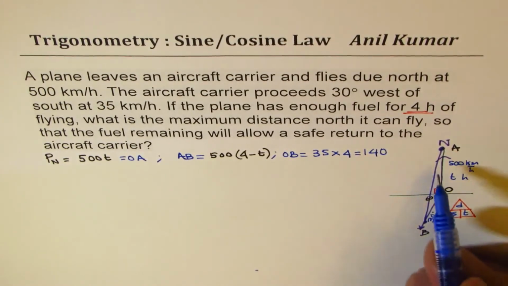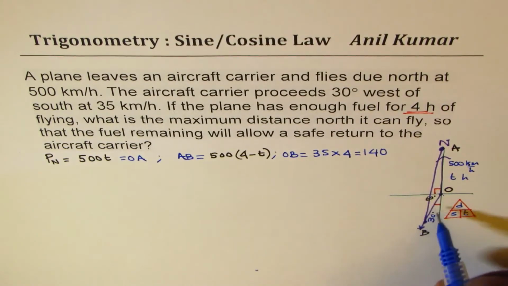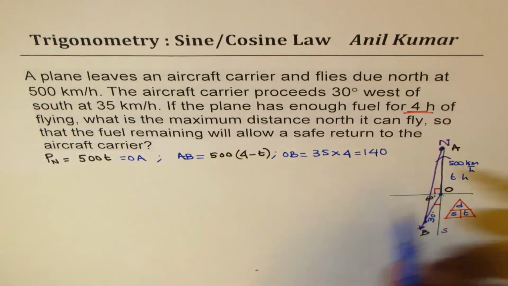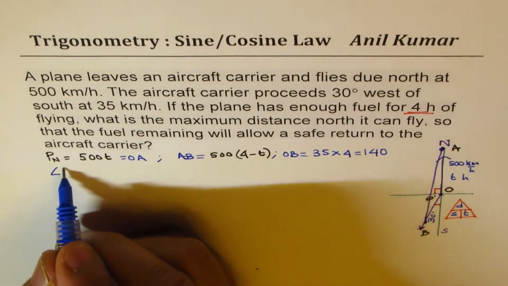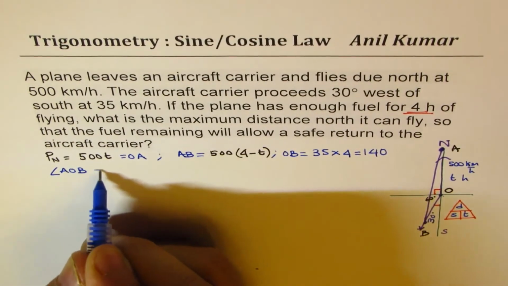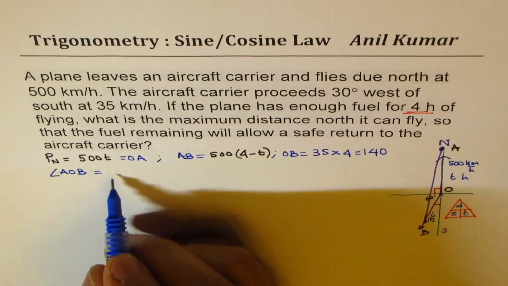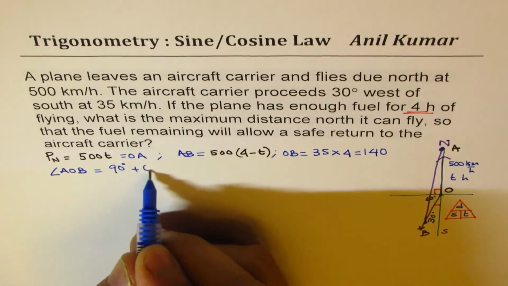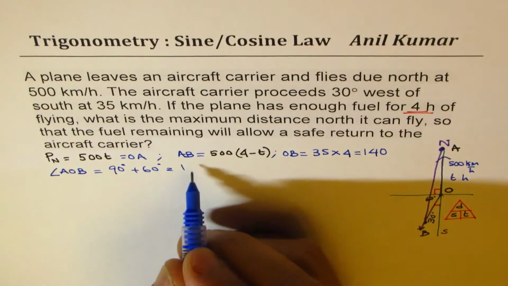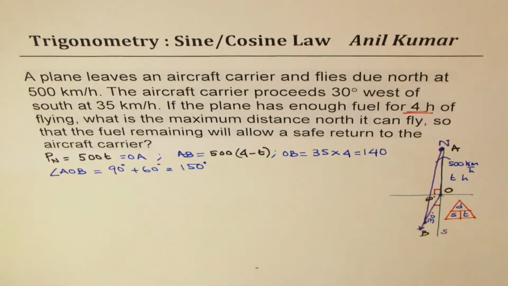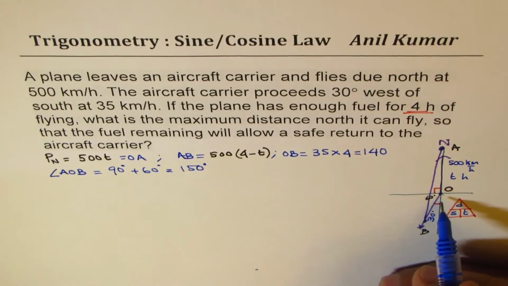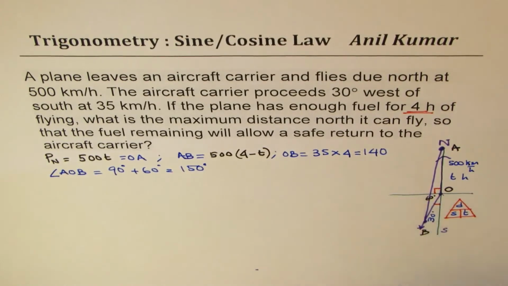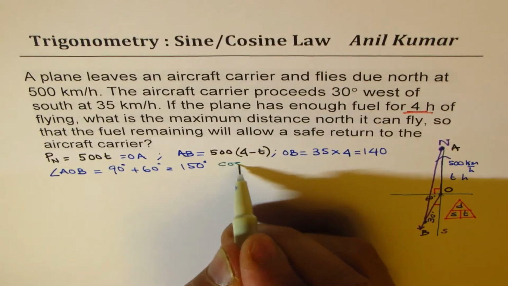So now we have a triangle where we know 3 sides and also the angle. We also know the angle AOB. This angle is 90 plus 60, which is 150 degrees, right? If you know two sides and an included angle, you can always apply cosine law, correct? So we'll apply cosine law to solve this question.